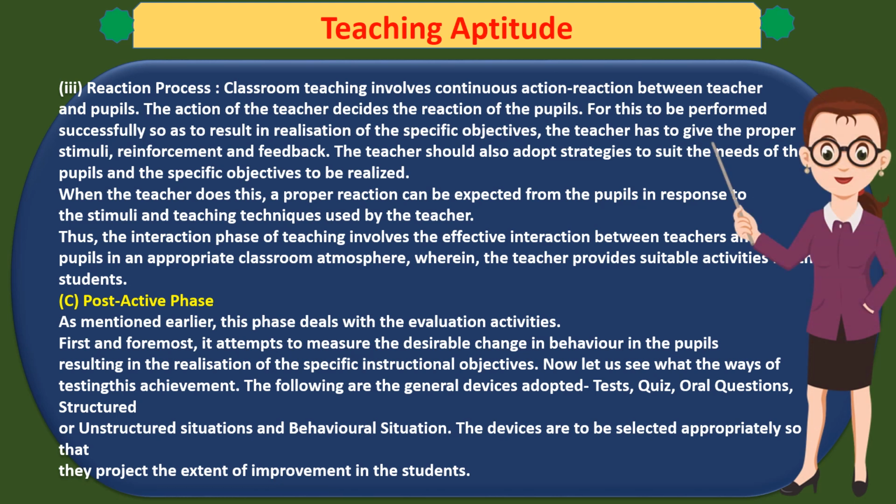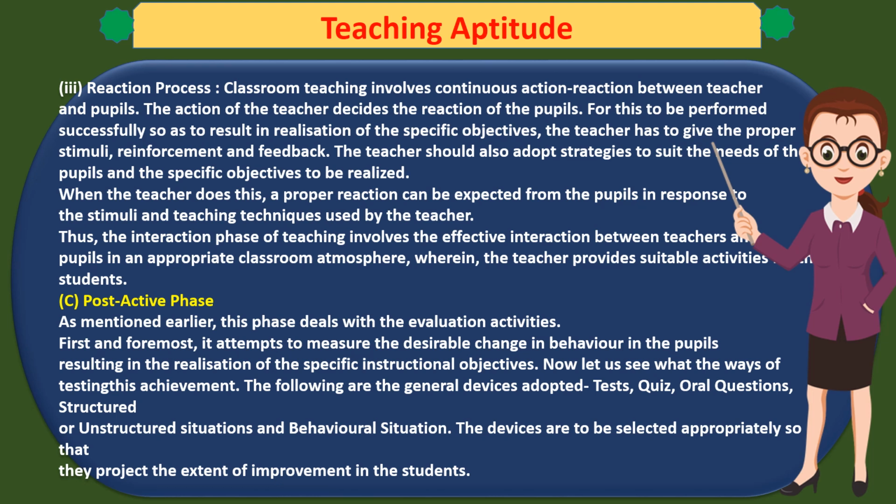3. Reaction process. Classroom teaching involves continuous action-reaction between teacher and pupils. The action of the teacher decides the reaction of the pupils. For this to be performed successfully so as to result in realization of the specific objectives, the teacher has to give the proper stimuli, reinforcement and feedback. The teacher should also adopt strategies to suit the needs of the pupils and the specific objectives to be realized. When the teacher does this, a proper reaction can be expected from the pupils in response to the stimuli and teaching techniques used by the teacher.